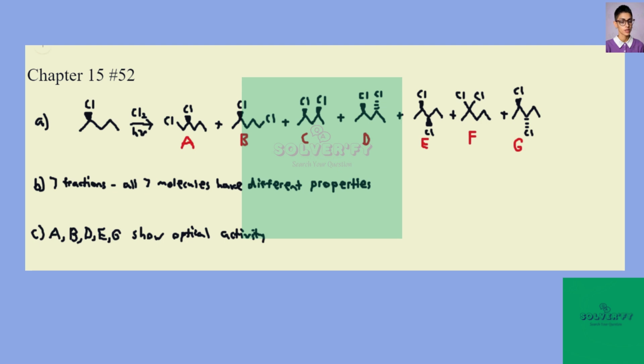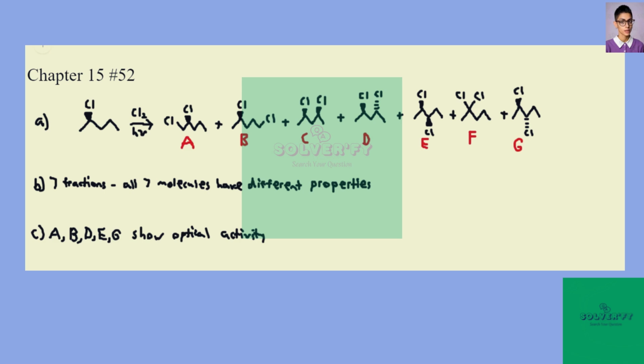This is the answer to Chapter 15, problem number 52 from the Smith Organic Chemistry textbook. This problem is asking us to draw all of the isomers that would be formed from the chlorination of 2-chloropentane. For part A, I've drawn 2-R-2-chloropentane, and then I've drawn the 7 possible products of monochlorination, and I've labeled them A through G.